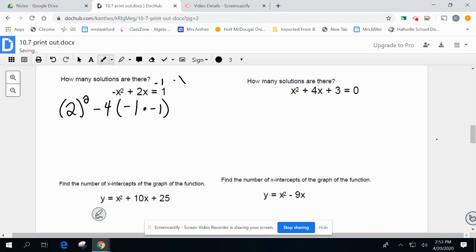So you're going to have negative x squared plus 2x minus 1. And then that would equal 4. And then negative 4 times negative 1 times negative 1 is a negative 4. So 4 minus 4 is 0. So this is one solution.